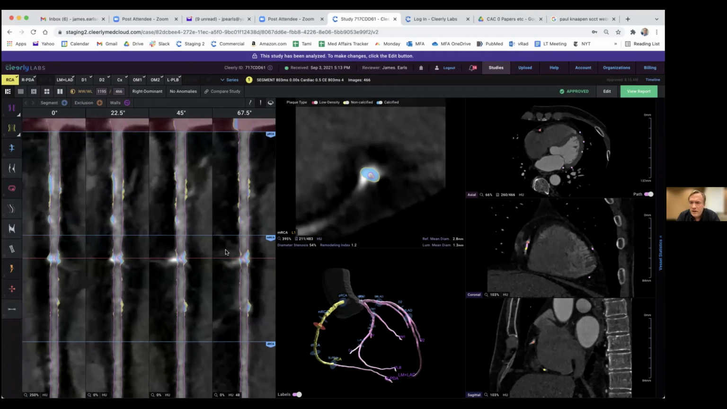And so that can really improve the overall accuracy of interpretation of CT. And of course, we're not just a stenosis-based tool. We will give you all of the plaque volumes.